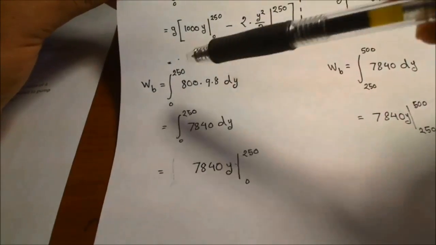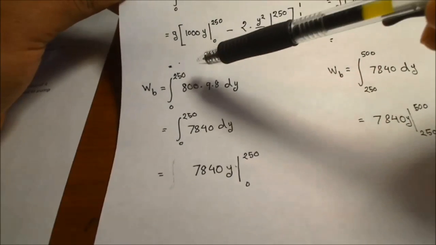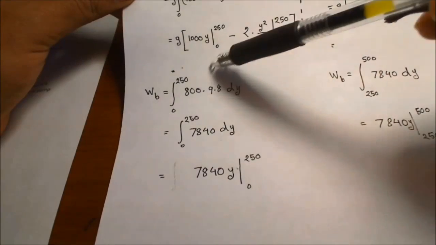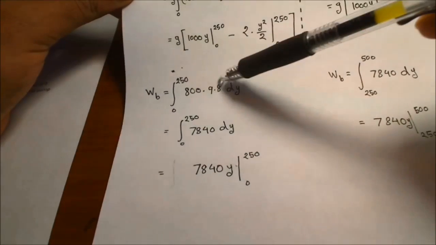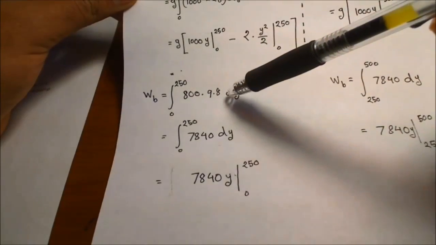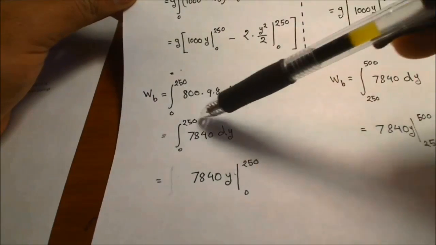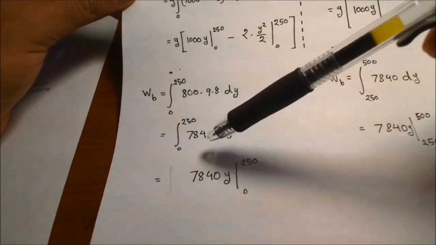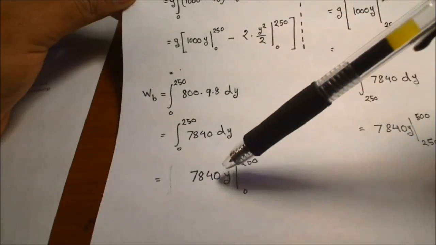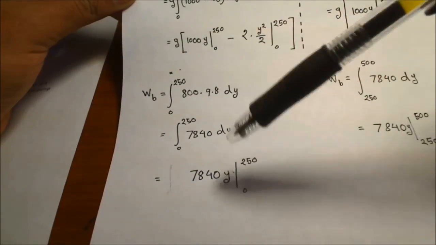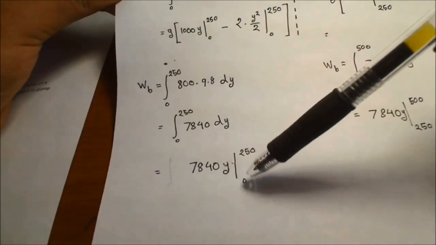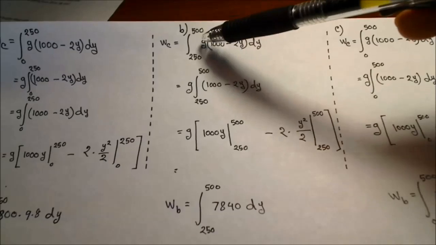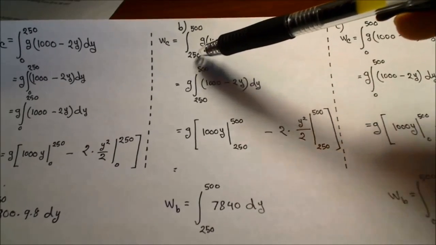For the bucket, what we did was we set up the limit, and then the m, the mass of the bucket itself, and the acceleration due to gravity, and then the dy. For the second one, we took the derivative of a constant, and we get 7,840 times y. So we took the integration, and the limit is from 0 to 250. We did the same thing for this equation, the only difference being the limit.